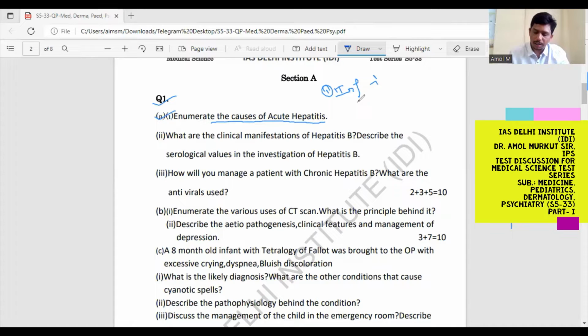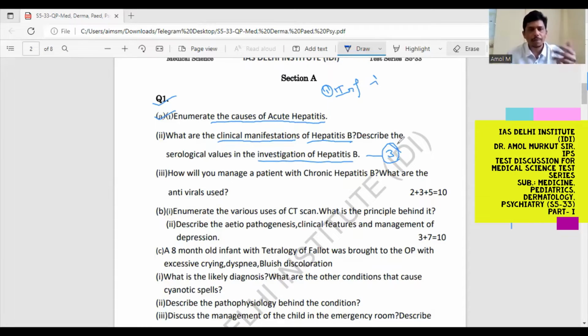And second is, what are the clinical manifestations of hepatitis B, and describe the serological values in investigation of hepatitis B. So it carries just 3 marks, but the question is quite big. So what do we have to do here? Clinical manifestations. He hasn't asked about acute or chronic hepatitis, but we will assume here that he is asking about the acute clinical manifestations of hepatitis B.